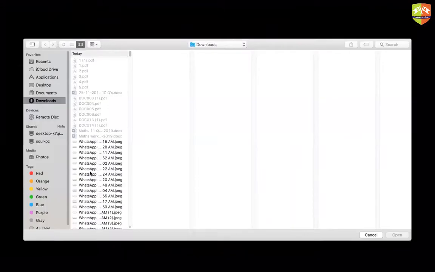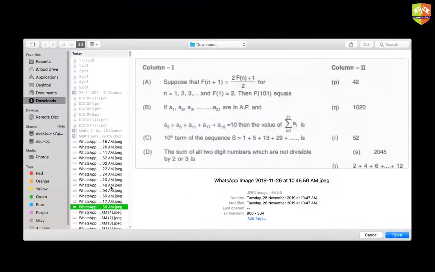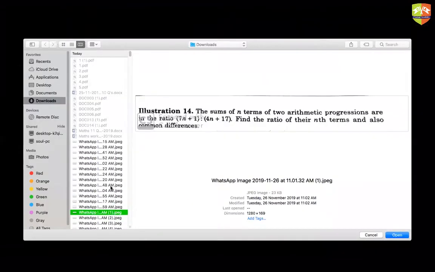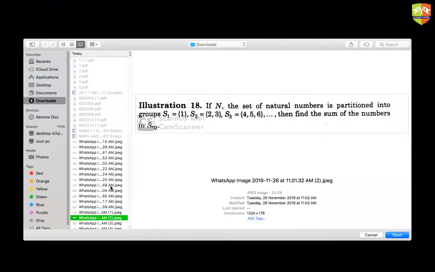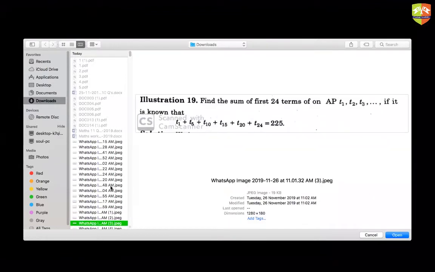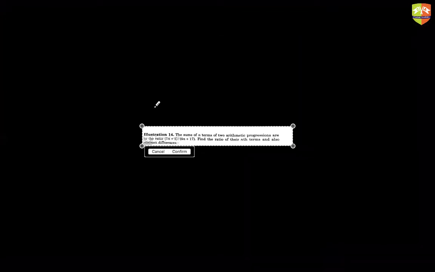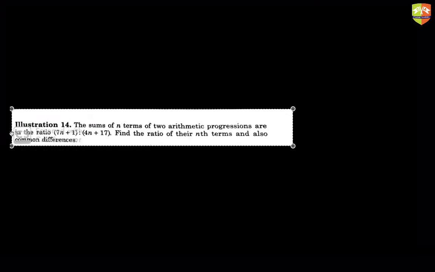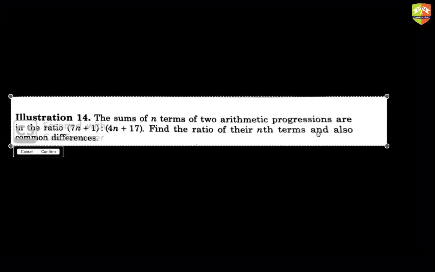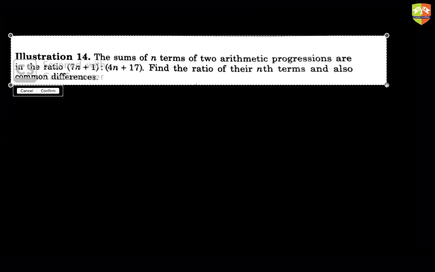So let me do some problem solving. Enough of theory has been spoken so far. Let's do some problem solving. Okay, so let me start with this question. I'm sure you would have done this question umpteen number of times in class 10th.